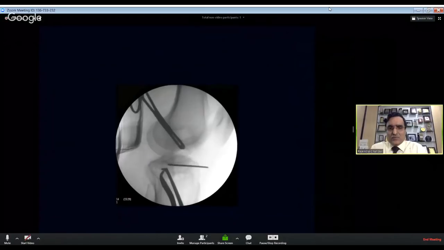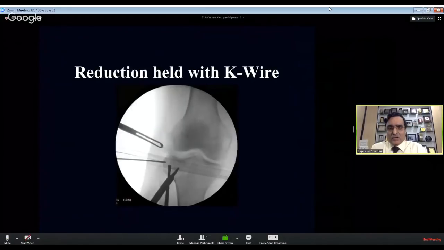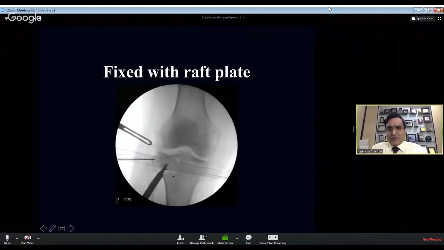So this was then elevated, reduction with the wire. Now you can see the whole fragment is elevated, and you can see the fracture plane separating from that part.